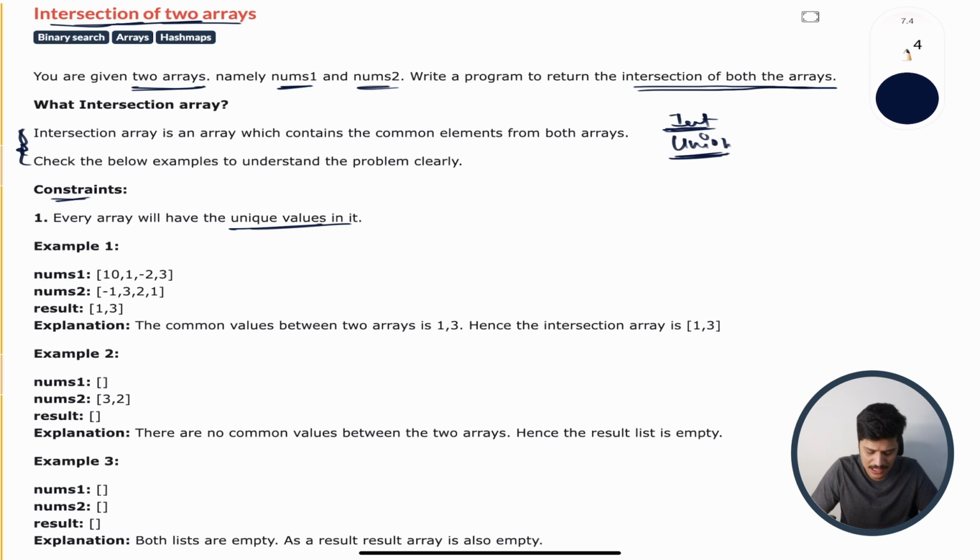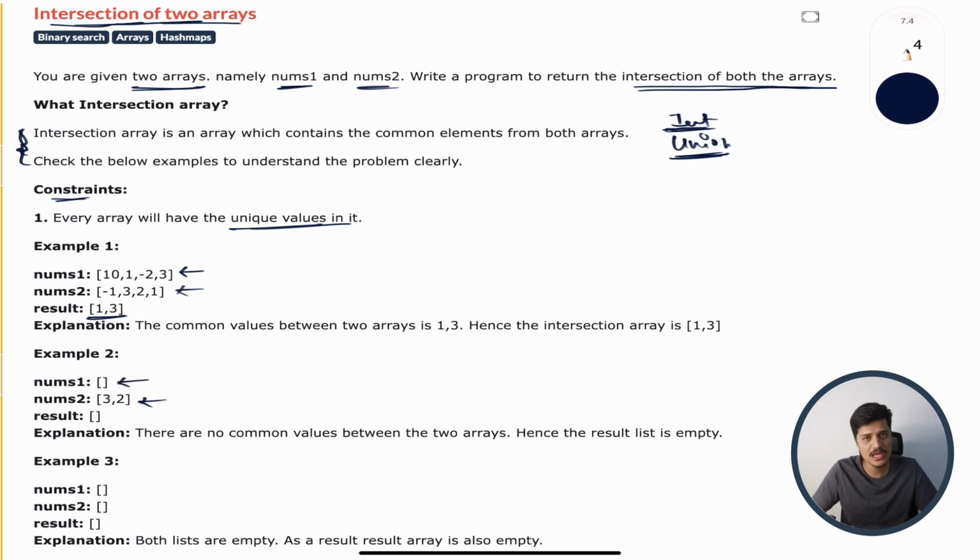Now if we look at the examples here, this array has the values 10, 1, minus 2 and 3, and this array has the values minus 1, 3, 2, 1. So out of these two arrays, the common values are nothing but 1 and 3, and that is what we have returned.